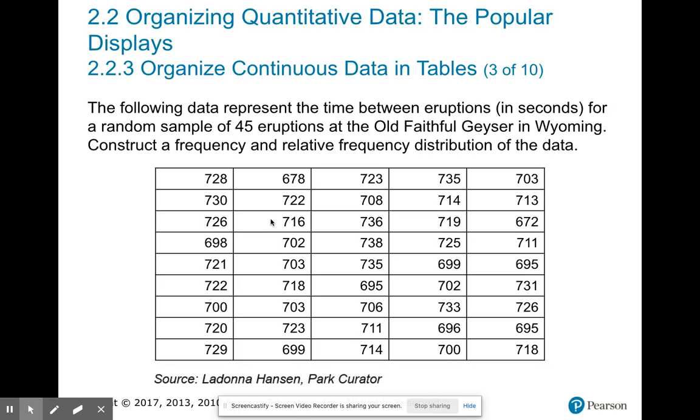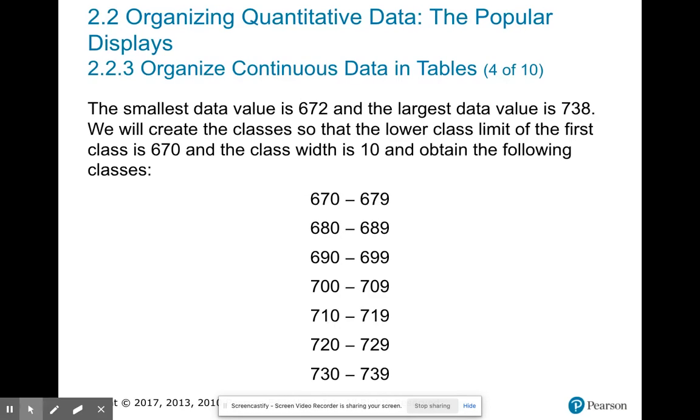This data is the number of seconds between eruptions at the Old Faithful geyser at Yellowstone. You see they're all over the place. So this is discrete data, but there's so many different values, it doesn't make sense for each piece of data to get its own line in my chart or own bar in my graph. So we'll decide to start at 670, even though our smallest value was 672. There's no rule there. Our largest value was 738. So if we go from 670 to 679 in our first class, that's a width of 10. We can go up to and include our highest value.